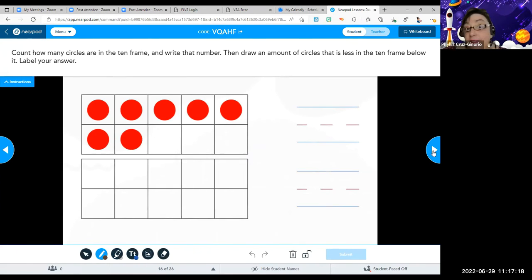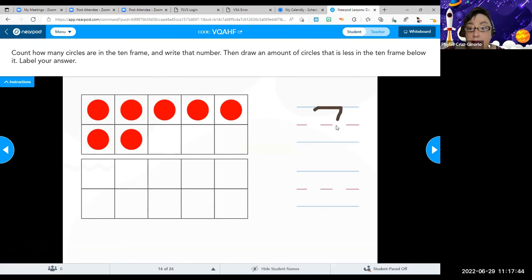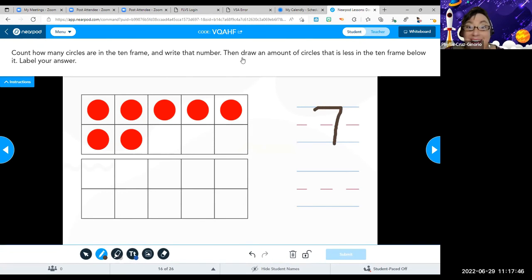Here is a tens frame, another fabulous tool to help you determine which numbers are greater, less, or equal, so you can compare numbers. So let me read the directions and go over this for just a few seconds. It says count how many circles are in the 10 frame. Oh, I can do that. 1, 2, 3, 4, 5, 6, 7, and then write that number. Okay, 7.